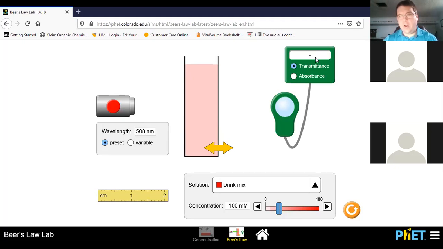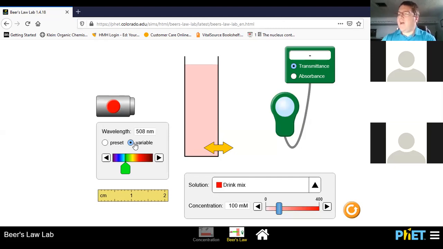Then you're going to go to the variable wavelength section and click that to variable, and adjust the wavelength so that it matches as closely as possible the color of the solution that you are studying. Then you're going to record that same info. What's the color of the light beam? What's the wavelength in nanometers of that light? And what's the absorbance? You're going to do that for 3 different colored solutions.